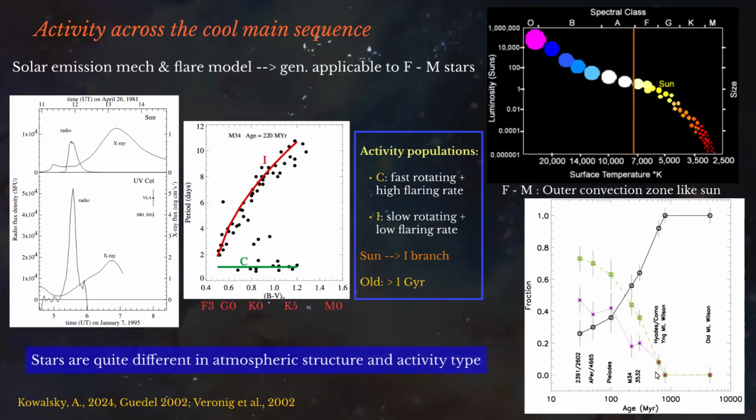So as a result, their atmospheric structure should also change. Their angular momentum and many other factors are actually changing, and their activity type also should change. So to know this in a better way, we should basically trace all these stars in this rotation period T effective plane and understand how the activity works, right?